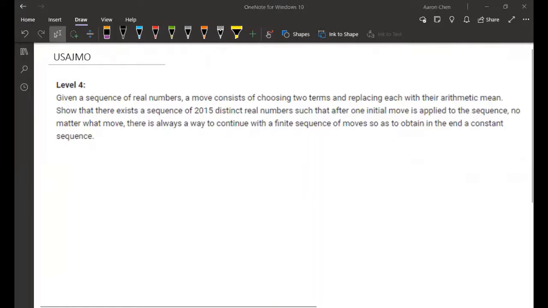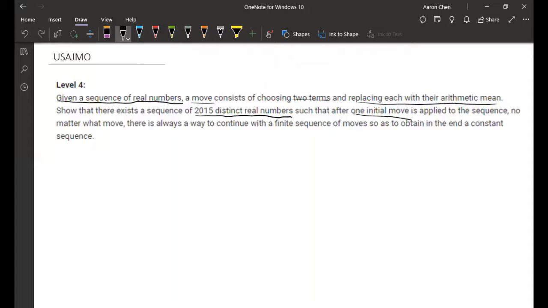So for the level 4 question, you're given a sequence of real numbers, and a move is choosing 2 terms and replacing each of them with their arithmetic mean. And so we want to show that there exists a sequence of 2015 distinct reals such that after one initial move is applied to the sequence, no matter what the move is, we can always continue so that the end result is a constant sequence.